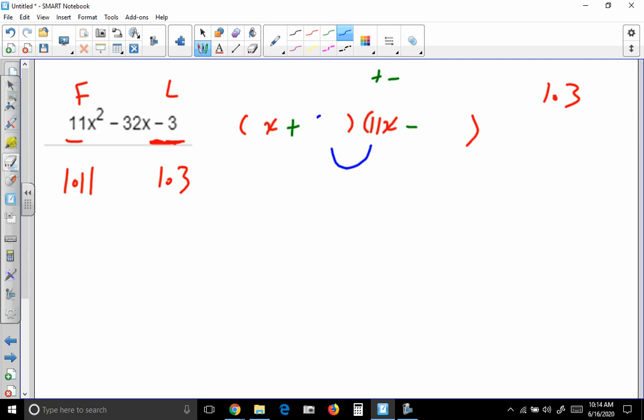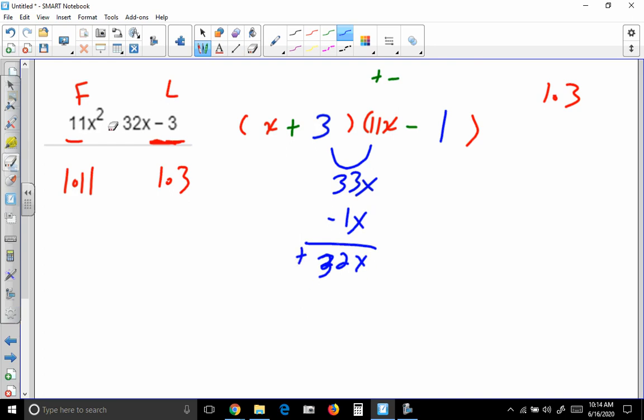Let's try the 3 here and the 1 there. That still multiplies to make negative 3, but it's a different combination. So let's try 3 times 11, that's 33x. x times negative 1. Different signs, we subtract those, take the sign of the larger, so that's 32x positive.